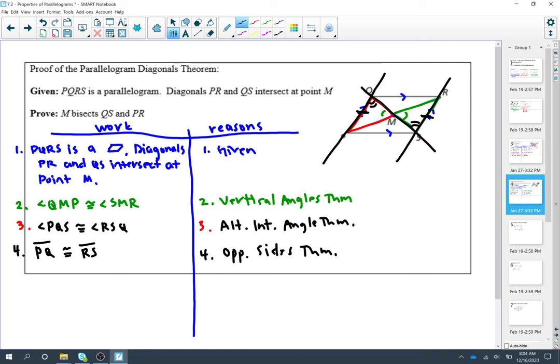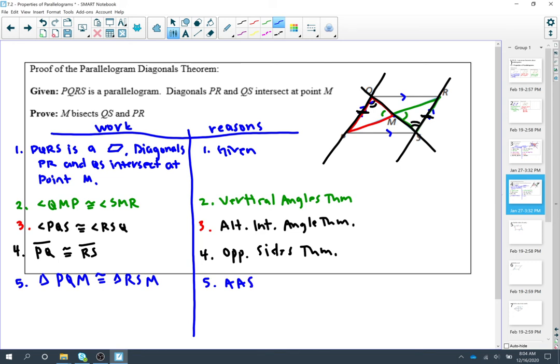Now, I've got an angle and a side. I've got an angle and a side. So now I know that my two triangles are congruent. So step 5, I'm going to say that triangle, and I'm going to start over here with P, Q, M is congruent. So if I started with P, I'm going to start over here with R, S, M. And the reason I can say that is because of angle, angle, side.